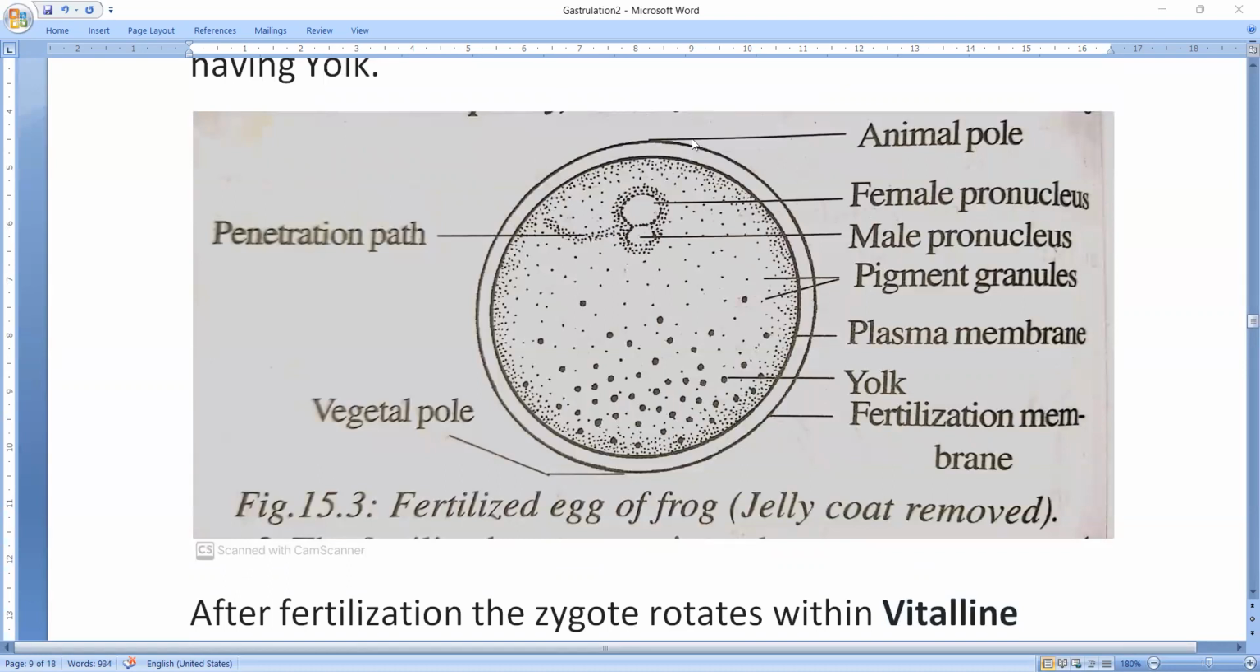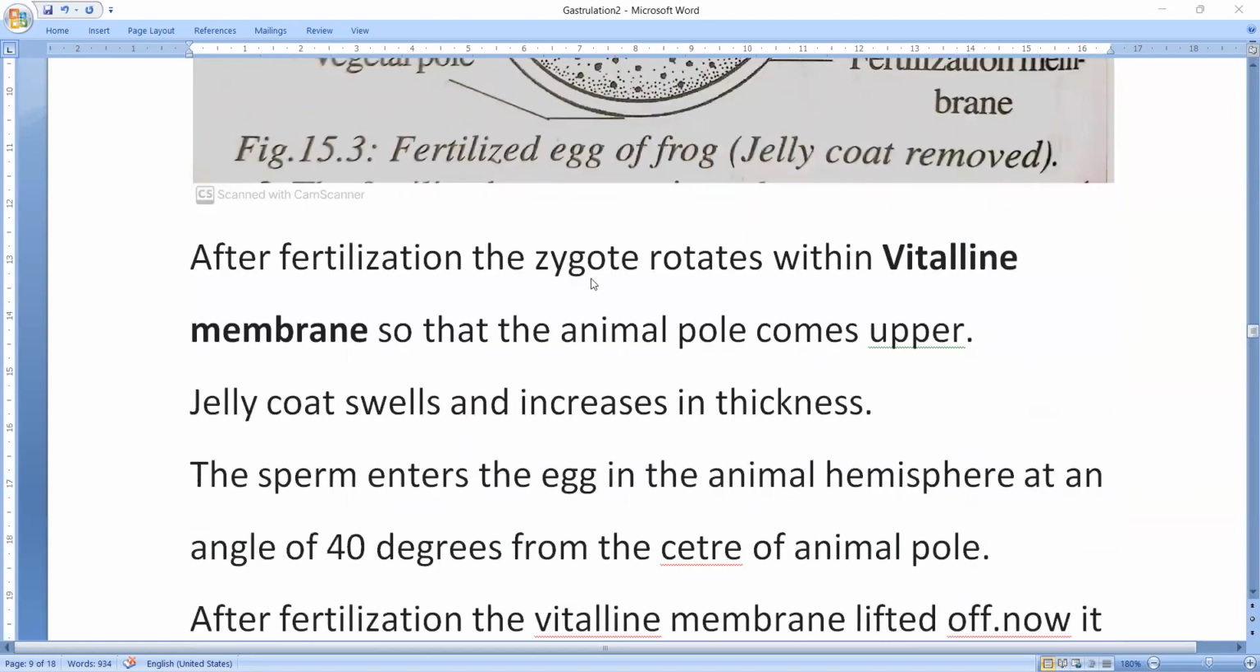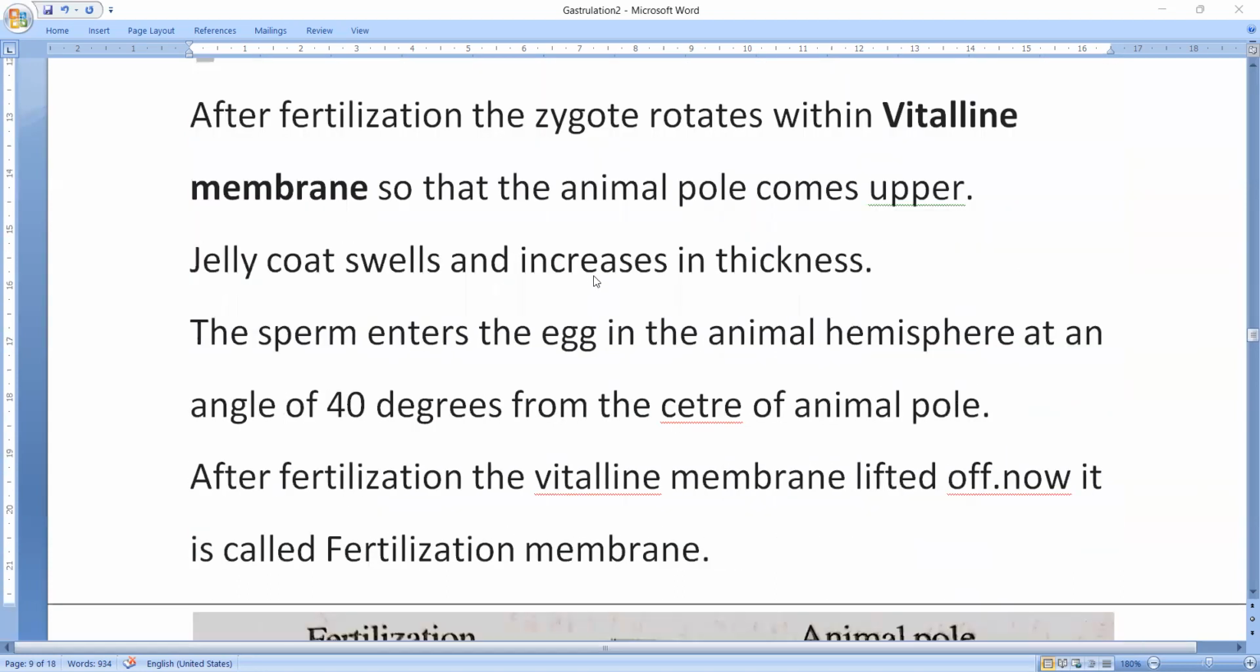యాక్చువల్గా ఫర్ ఎగ్జాంపుల్ ఇది ఒక వైటలిన్ లేయర్ అనుకుంటే, లోపల ఇది ఫ్రీగా తిరగగలుగుతుంది. ఓకే, that is perivitelline space in the fluid. So after fertilization, the zygote rotates within the vitelline membrane so that the animal pole comes upper. Animal pole అనేది upper రావాలి.